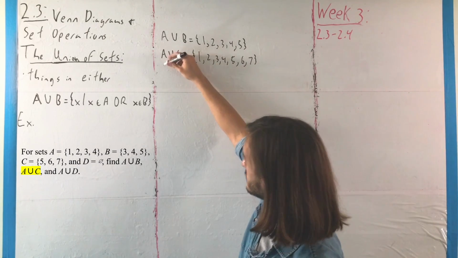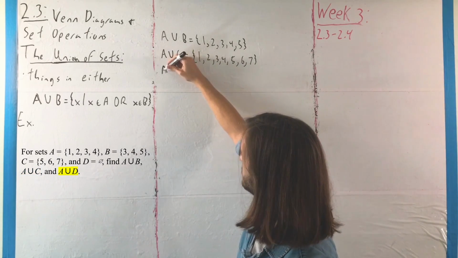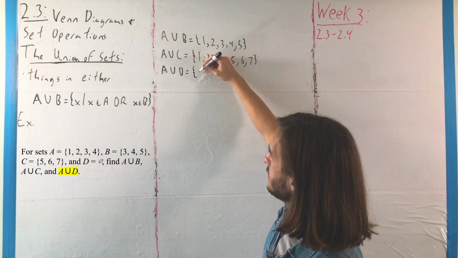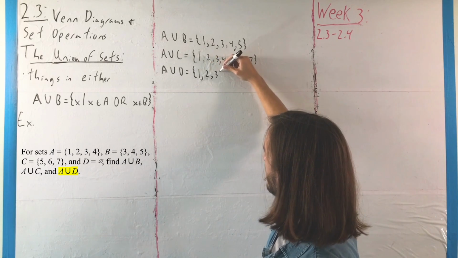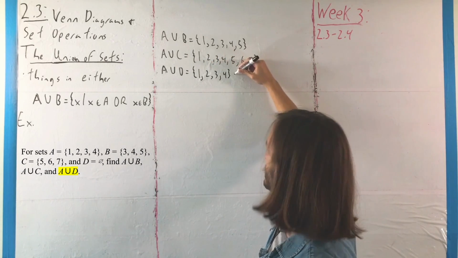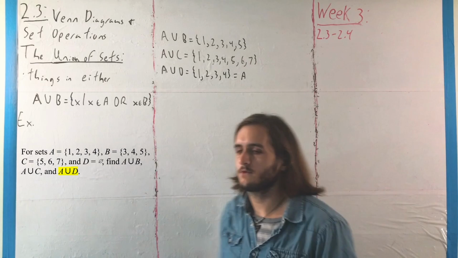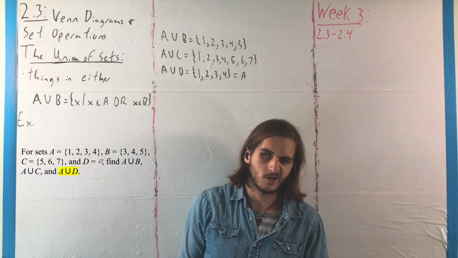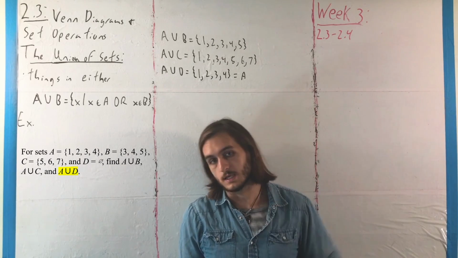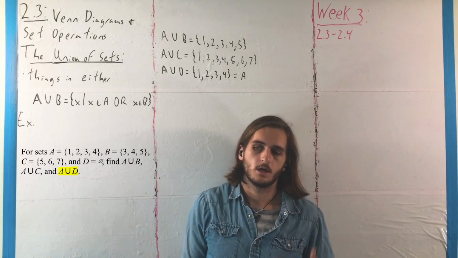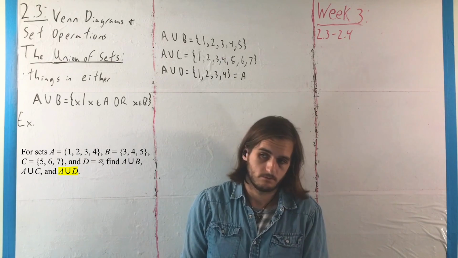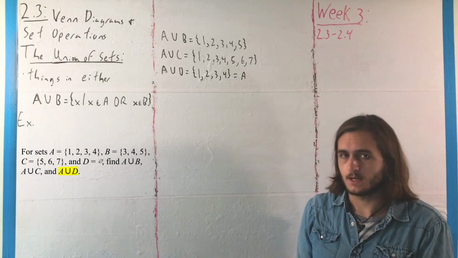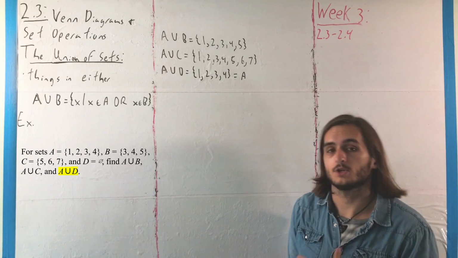Meanwhile, for A union D, because D provides nothing, A union D would just end up being 1, 2, 3, 4, or if you prefer, A. So if you ever take the union of a set with the empty set, you're not actually adding anything to it, so it just stays the same. And then if you take a set union with a subset, the empty set being an example, the same sort of thing happens. You just keep the bigger set. So it's kind of the opposite of the intersection, at least in that way.